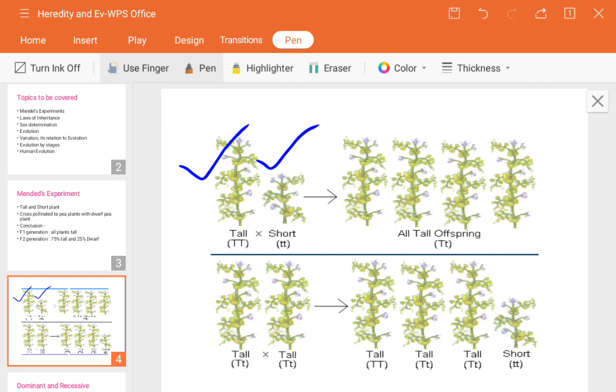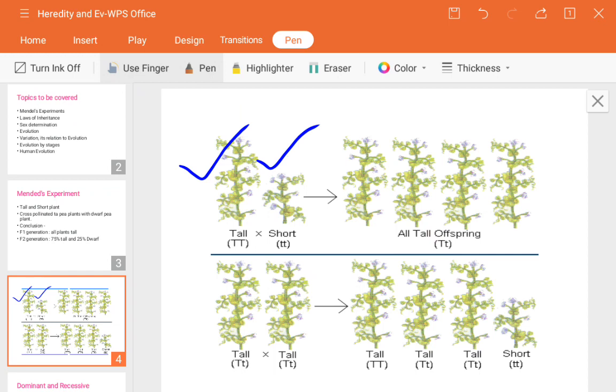So now the cross pollinated tall pea plants with dwarf pea plants. This was the statement he put forth, meaning he tried to cross pollinate the tall plant with the dwarf plant.